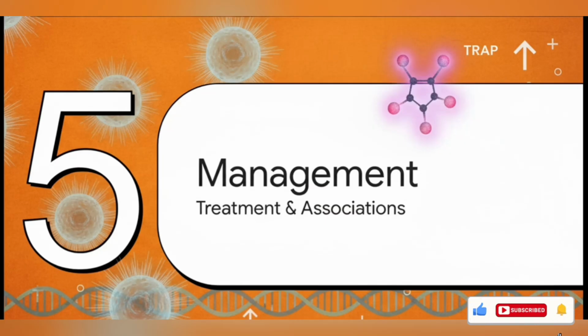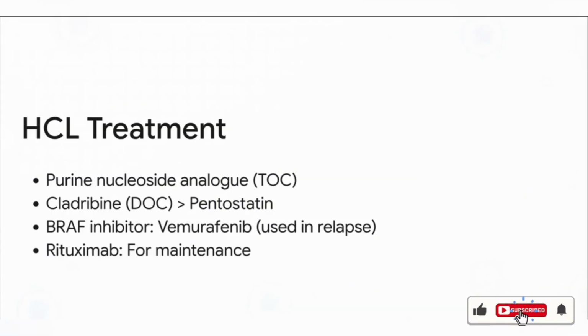Almost done. Section 5. Treatment and associations, because just knowing the diagnosis isn't enough to save the patient. So, the diagnosis is confirmed. You saw the hairy projections, you checked the TRAP stain. But as a doctor, we need to know how to treat it. The absolute treatment of choice is a purine nucleoside analog. Between cladribine and pentostatin, cladribine is unequivocally the drug of choice. Mark that in red ink.